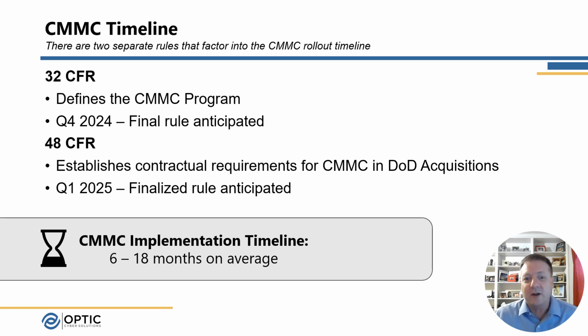You, and more importantly, your primes, don't need to wait until the government mandate, the 48 CFR rule, before getting ready. It typically takes anywhere between 6 and 18 months, conservatively, to be prepared for CMMC. Therefore, if you wait until it shows up in an RFQ, you won't have time to be prepared and certified prior to the contract's award.